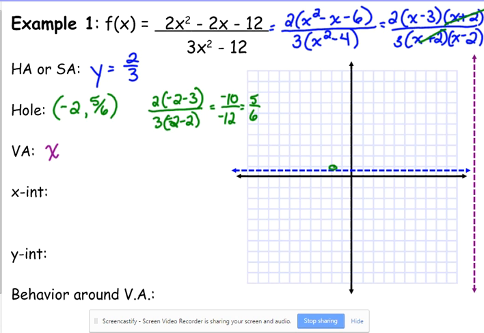X equals 2. Okay? Speak up. Y'all acted like you knew what was going on with the warm-up there. Okay? X equals 2, so put you a vertical dotted line at x equals 2.